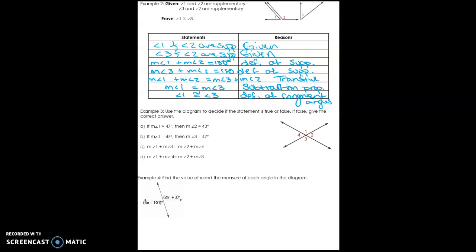All right. So go ahead and pause the video and work through example 3. All right, so hopefully you worked through this one already, and so you found that if measure of angle 1 is equal to 47, then measure of angle 2 right here is 43 degrees. And hopefully you saw that measure of angle 1 plus measure of angle 2 is supposed to equal 180 degrees. So if 1 equals 47, 2 can't be 43. So this is actually going to be false. And we can tell because if we subtracted 47 from 180, we would get 133. So we know that measure of angle 2 is equal to 133 degrees.